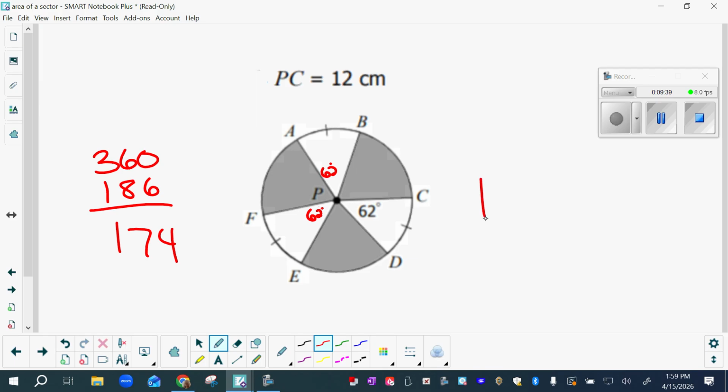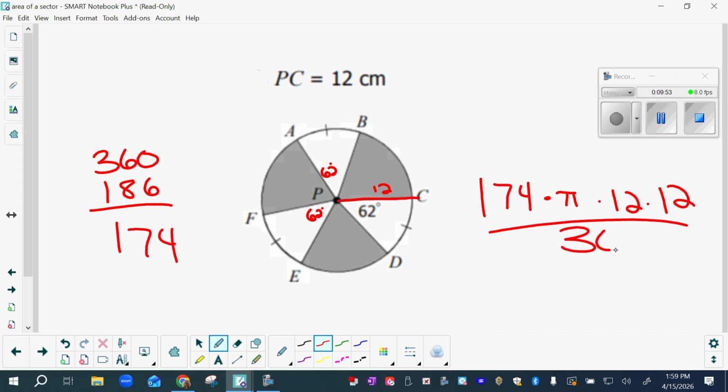PC is good. Someone asked me, do I have to check that every time? And I said, yeah, you should. Just make sure you're okay there. So here's what I got. 174 times pi times 12 all over 360. I told you, such light work today.